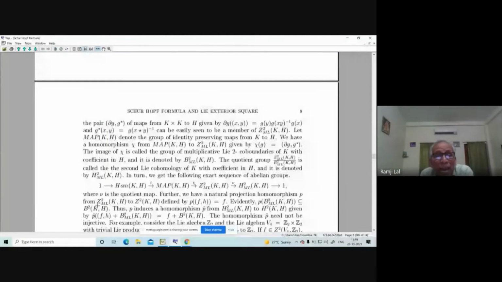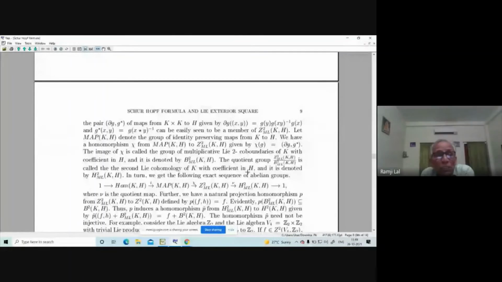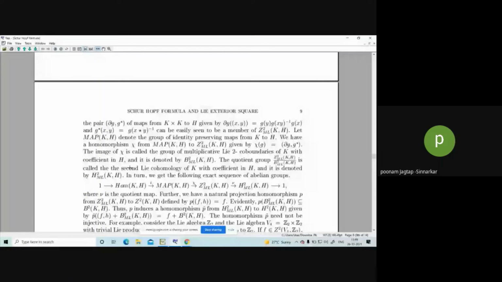So the image of chi is the group of multiplicative 2-coboundaries of K with coefficients in H, and it is denoted by B2 ML(K,H), and the quotient group is called the second cohomology group of K with coefficients in H, and it's denoted by H2 ML(K,H).